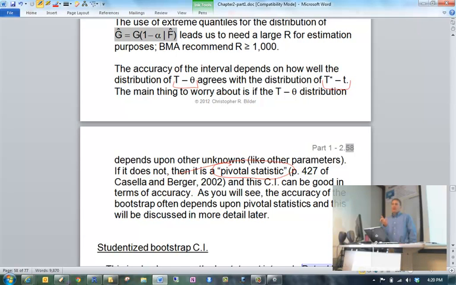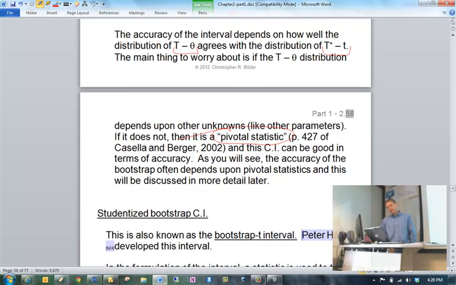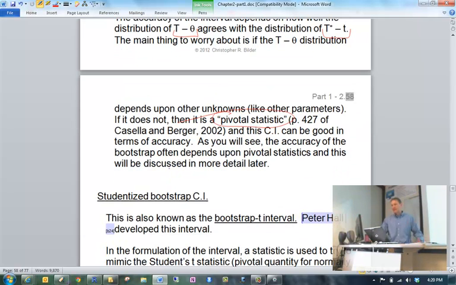So that means then, of course, that t star minus t is also going to depend upon likely another parameter. And so where do you lose accuracy? Well, the fact that you're going to have to estimate that parameter for t minus theta and also for t star minus t. It's just an intuitive idea behind that.